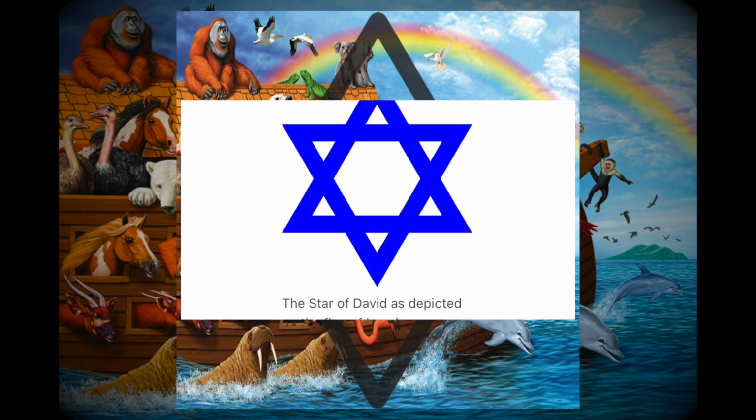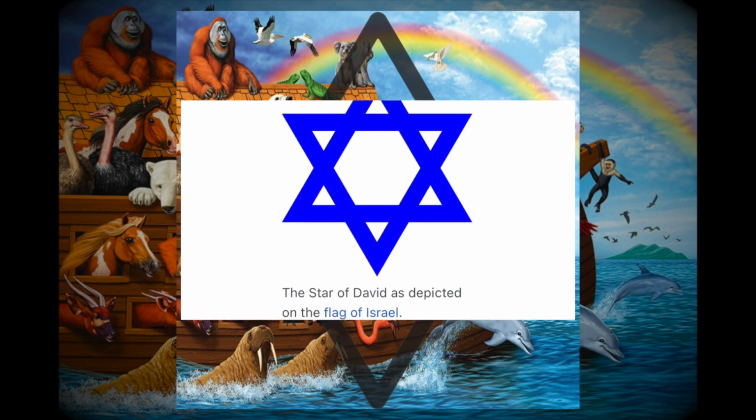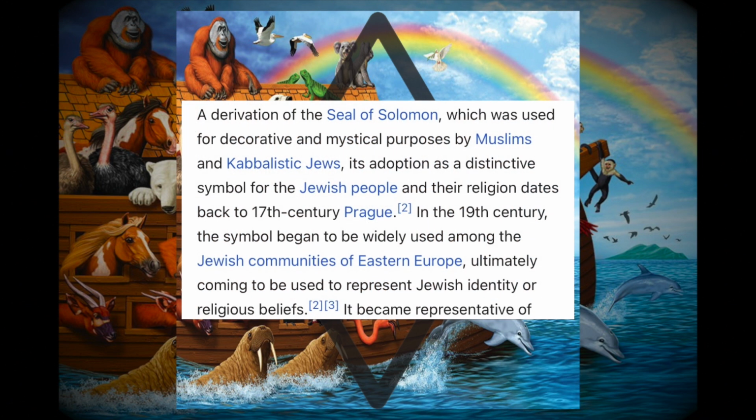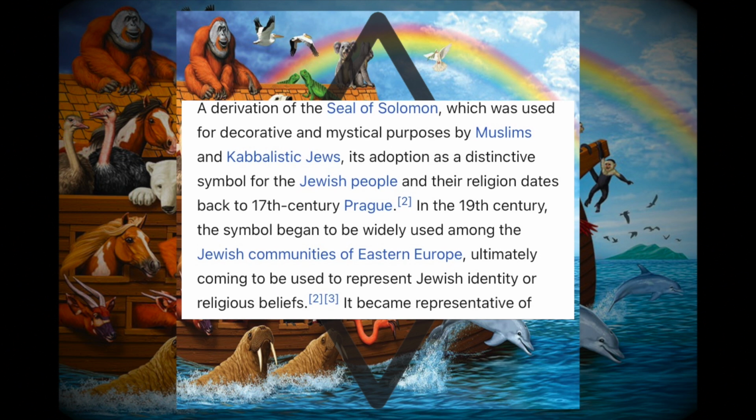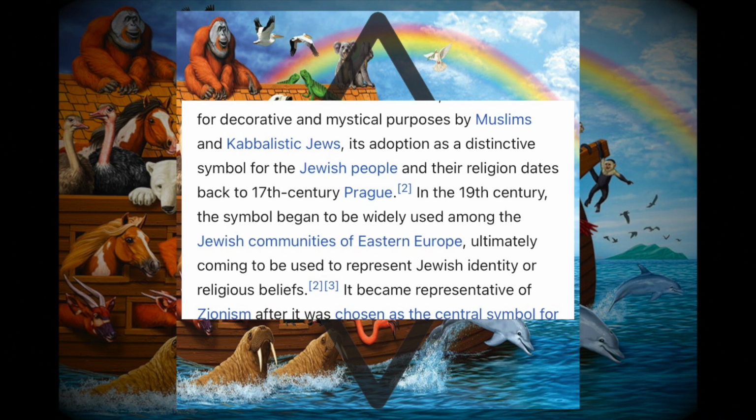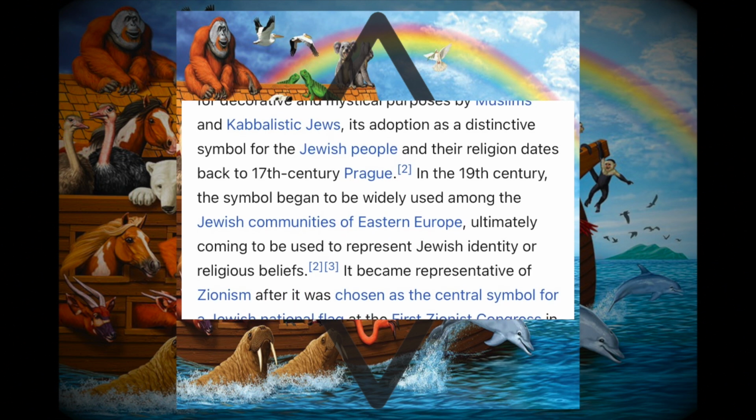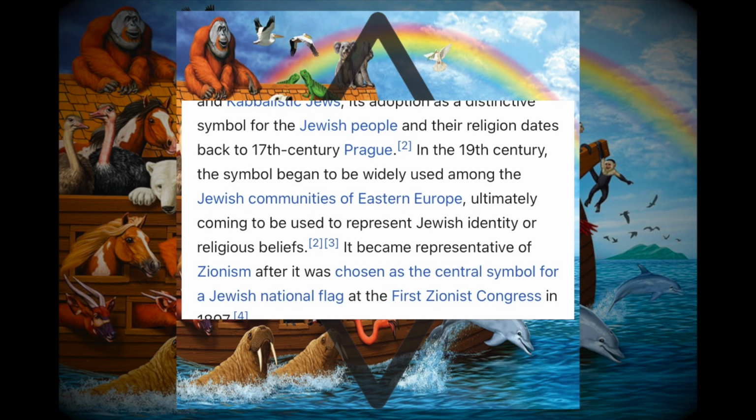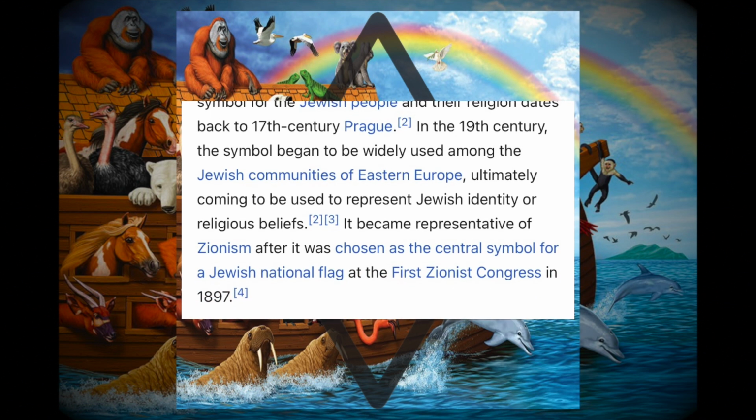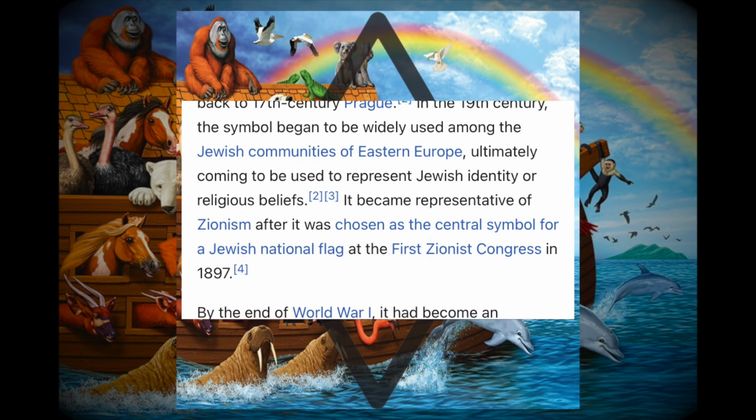The Star of David as depicted on the flag of Israel. A derivation of the Seal of Solomon, which was used for decorative and mystical purposes by Muslims and Kabbalistic Jews. Its adoption as a distinctive symbol for the Jewish people and their religion dates back to 17th century Prague. In the 19th century, the symbol began to be widely used among the Jewish communities of Eastern Europe, ultimately coming to be used to represent Jewish identity or religious beliefs.